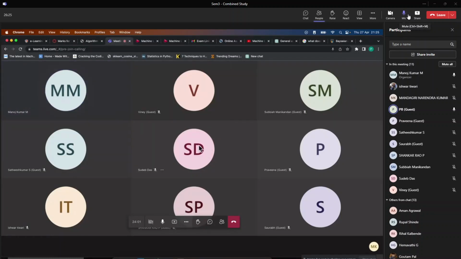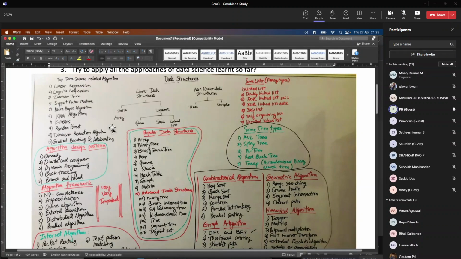So, support vector machine, then the naive Bayes algorithm. This naive Bayes algorithm is purely based on probability. There are two schools of thought for probability. I hope you guys know about that. Can you say yes or no?